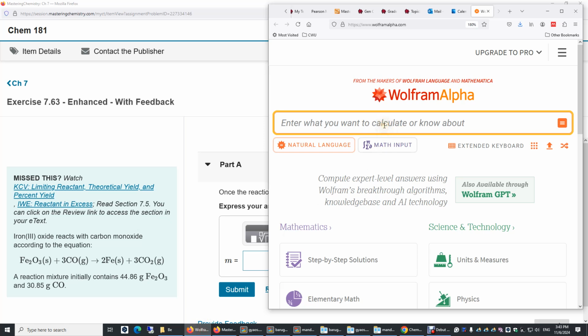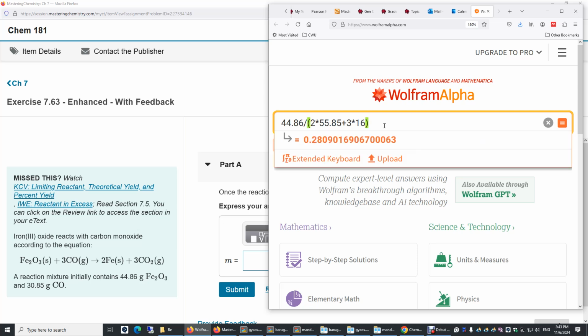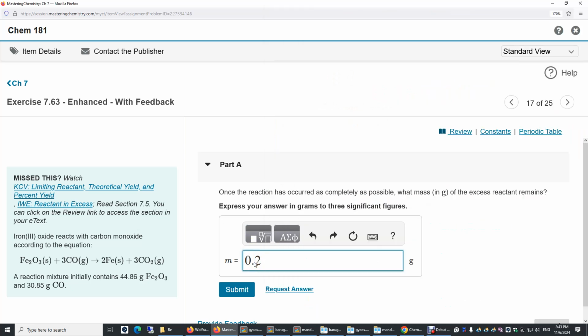First, 44.86 divided by 2 iron. Each iron is 55.85 from the periodic table, and we have 3 oxygen atoms, 3 times 16. Now I get 0.28 moles. Just remember this number, or I just put it here, 0.28, just in case I forget.